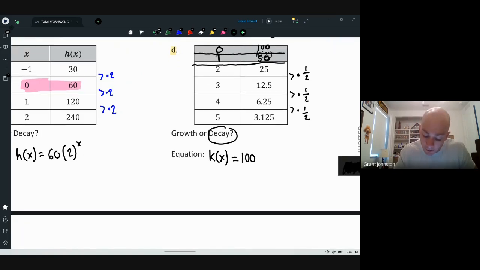So I know the y-intercept is 100. The growth factor is 1/2. And then, power to the x.